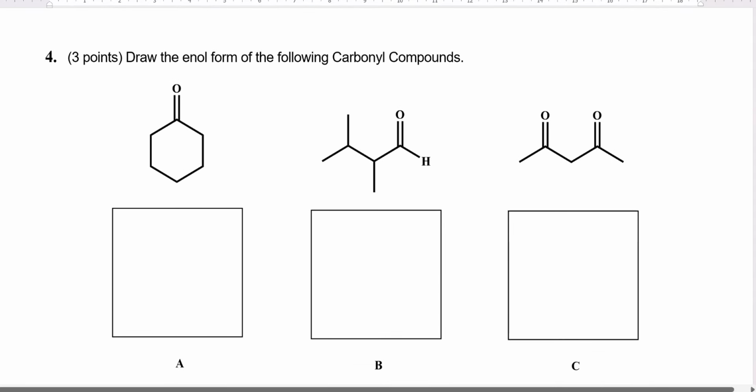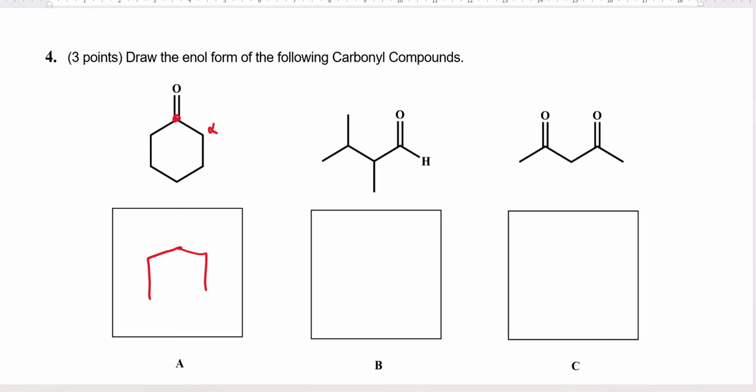Question 4, we would like to draw the enol form for this carbonyl compound. So we need to mark the alpha carbon. Then the alpha carbon and the carbon of the carbonyl group should have a double bond, and C double bond O should convert to a single bond.